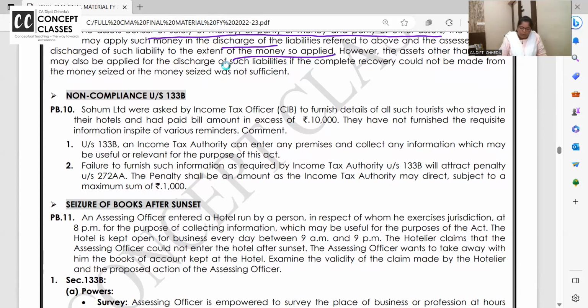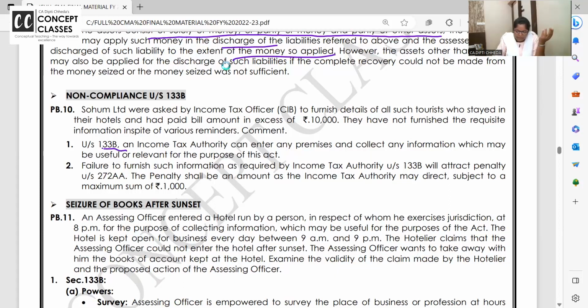Okay. Soham Limited were asked by the Income Tax Officer to furnish details of all such tourists who stayed in their hotels and had paid bills above 10,000. You know, under 133A, can we ask a third party, any firm, any HUF, any bank, any stock exchange, any hotel? They have not furnished the requisite details in spite of reminders. It's not right. They have to.